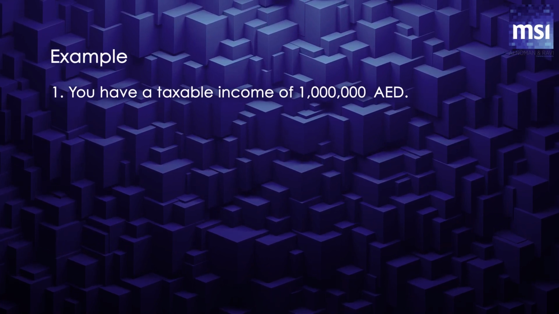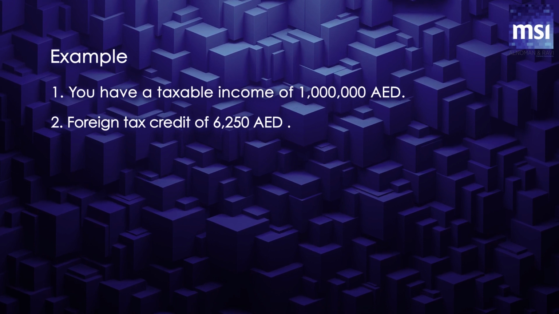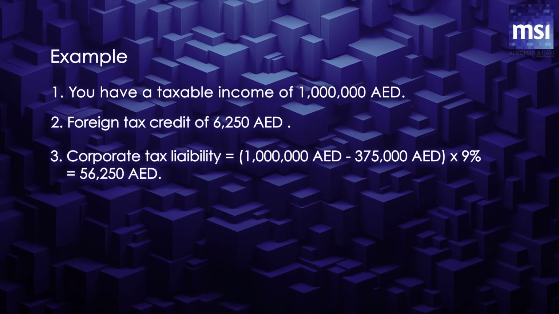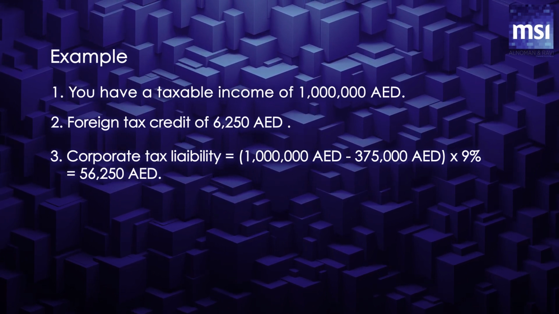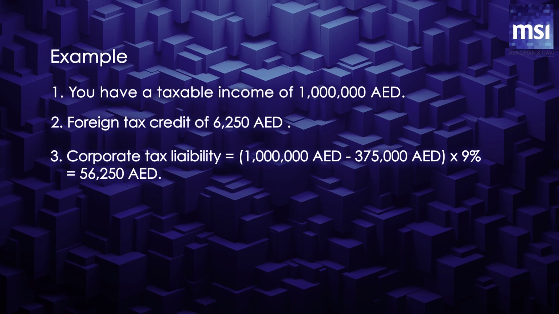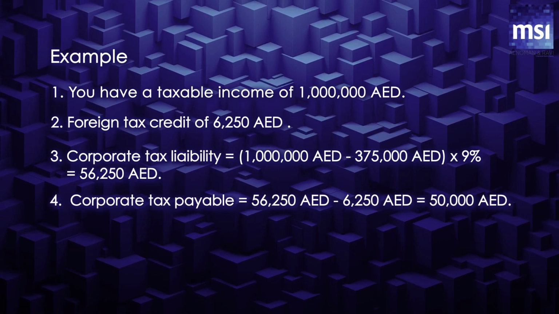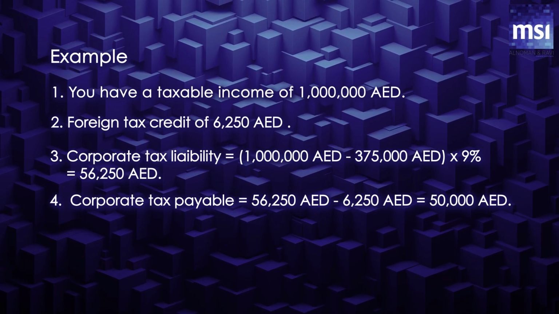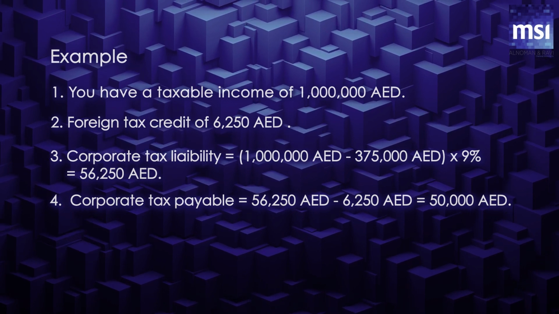Let's assume you have a taxable income of 1 million dirhams and a foreign tax credit of 6,250 dirhams. So your corporate tax liability would be 1 million minus 375,000 dirhams multiplied by 9%, which then turns out to be 56,250 dirhams. And your corporate tax payable would then be 56,250 minus 6,250 dirhams, which is your foreign tax credit, and turns out to be 50,000 dirhams.